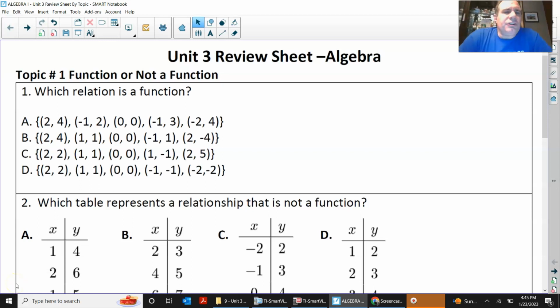Hello everyone, this is the Unit 3 review sheet for Algebra 1, and we're going to get right to it because it is pretty long. Topic 1, function or not a function. Which relation is a function?